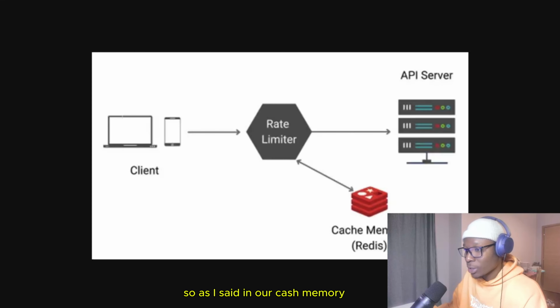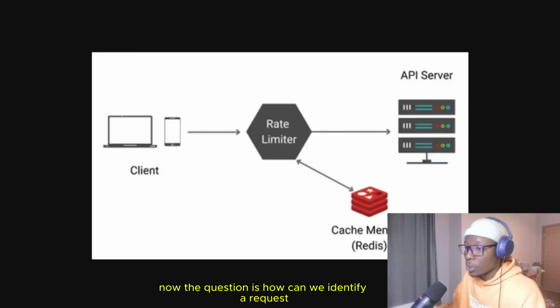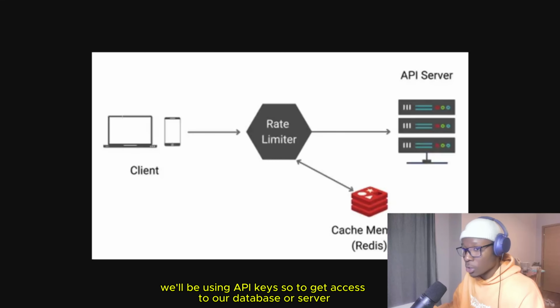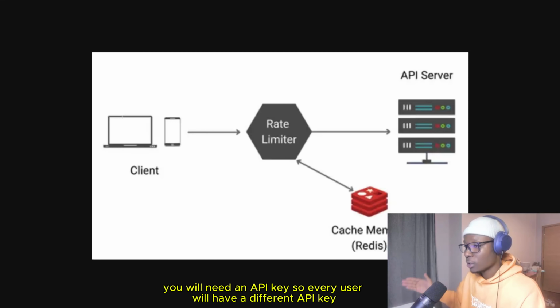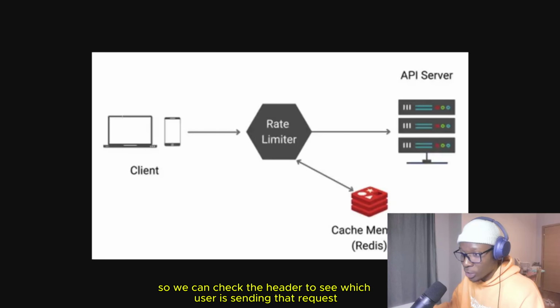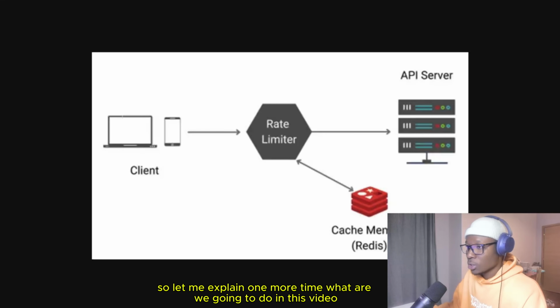So as I said, in our cache memory, we'll be saving the user information and the amount of tokens it has left. Now the question is, how can we identify a request? There are many ways to identify a request, but to make it simple, in this video, we'll be using API keys. So to get access to our server, you will need an API key. Every user will have a different API key, and every request will have the API key in the header, so we can check the header to see which user is sending that request in order for us to save that information.